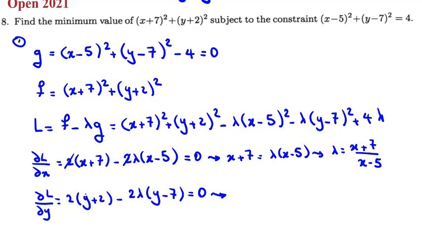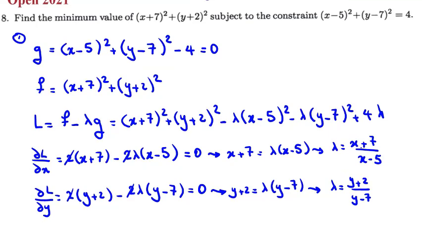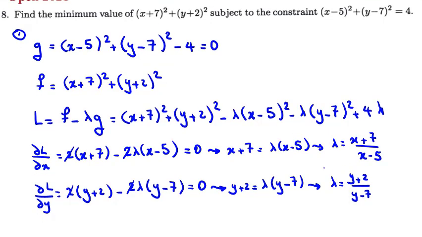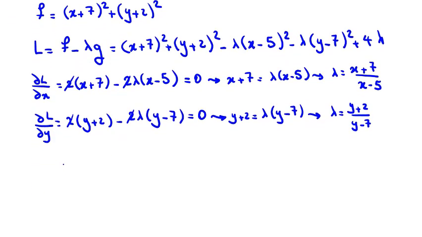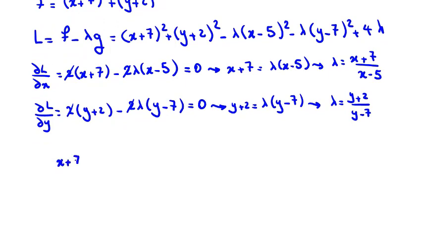The next one, similarly, you can divide both sides by 2. And y plus 2 is equal to lambda times (y minus 7), and then you can say lambda equals (y plus 2) over (y minus 7). In both of them, we have lambda, so these two things are equal. Okay, so here we have these two equations. Lambda from one side is (x plus 7) over (x minus 5), equal to lambda, and equal to (y plus 2) over (y minus 7).